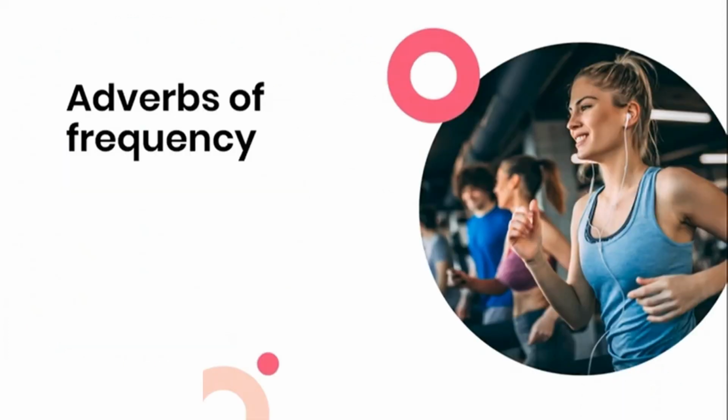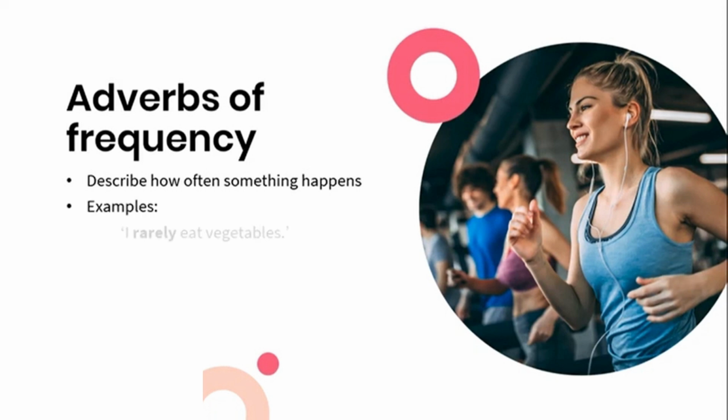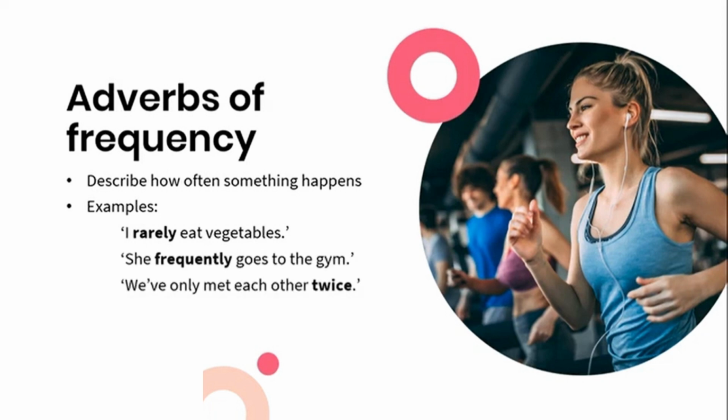The next type of adverb is the adverb of frequency. Adverbs of frequency describe how often something happens. For example, I rarely eat vegetables. She frequently goes to the gym. We've only met each other twice.